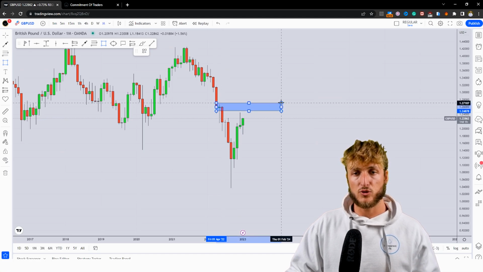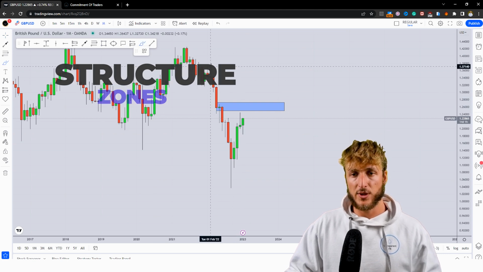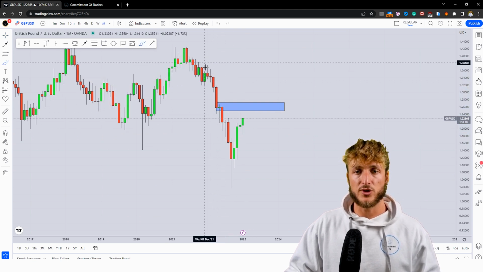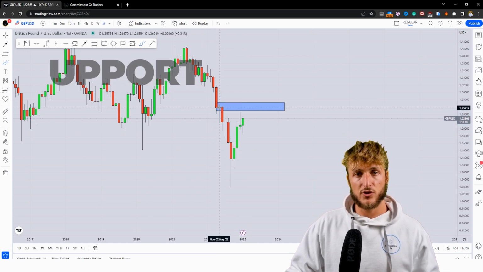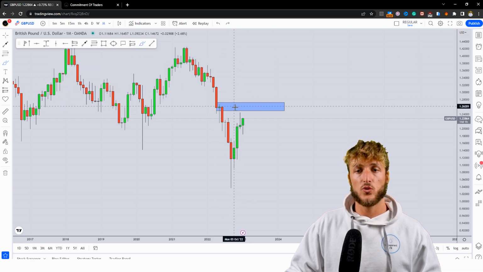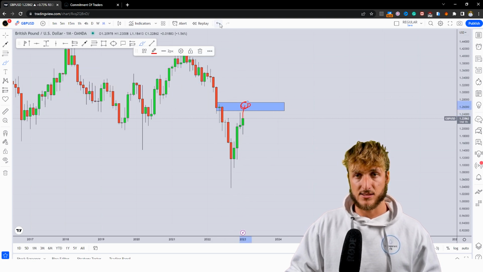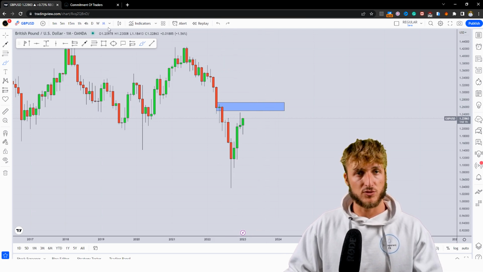Now, if we look at potential structured zones that the market might want to go and test, we can see how during the creation of this move to the downside, one green candle was created. This is previous monthly support, now turned resistance, that the market seems to want to go and test. So from a monthly perspective, we could expect more potential bullish price action.